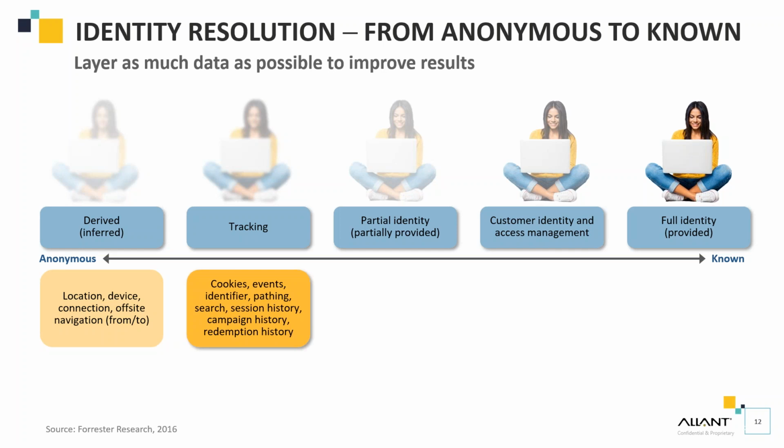As we move to the right with the collection of tracking data, such as cookies, with permission, of course, search history, session history, the identity starts to develop through this digital tracking. As we continue to move through the identity resolution, we begin to add in data that partially identifies the customer. This data is provided by the consumer to the brand in order to gain offers or services. This is known as zero-party data.